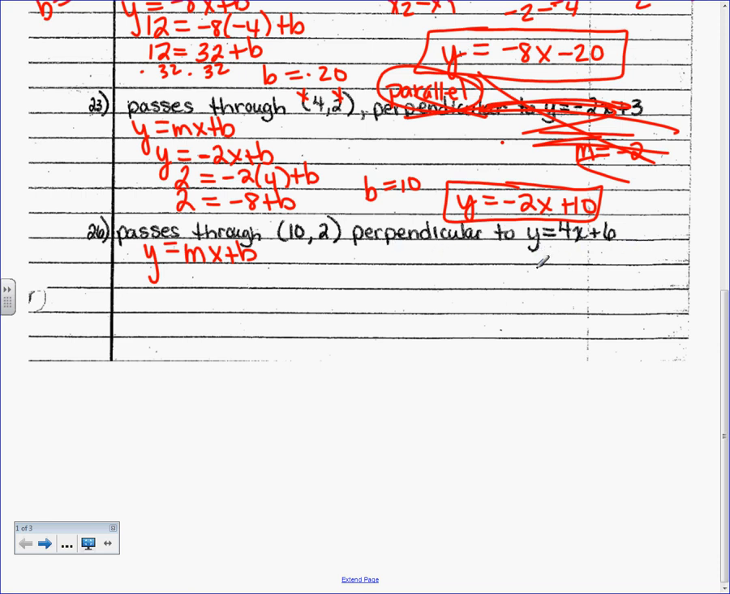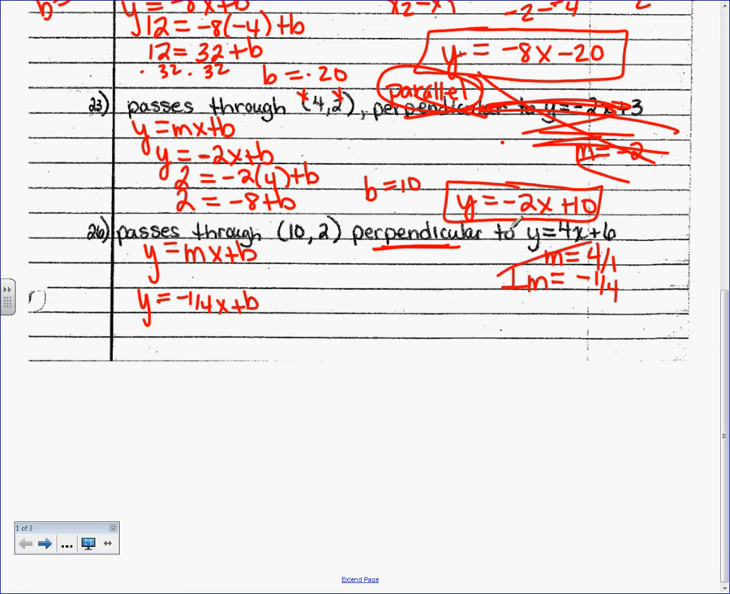This line is already in slope-intercept form. y equals mx plus b. What is m here? It's 4, isn't it? They said perpendicular. Perpendicular lines have opposite reciprocal slopes. What's opposite of a positive? A negative. What's the reciprocal of 4 over 1? 1 over 4. So the slope of my line is going to be negative 1 over 4.